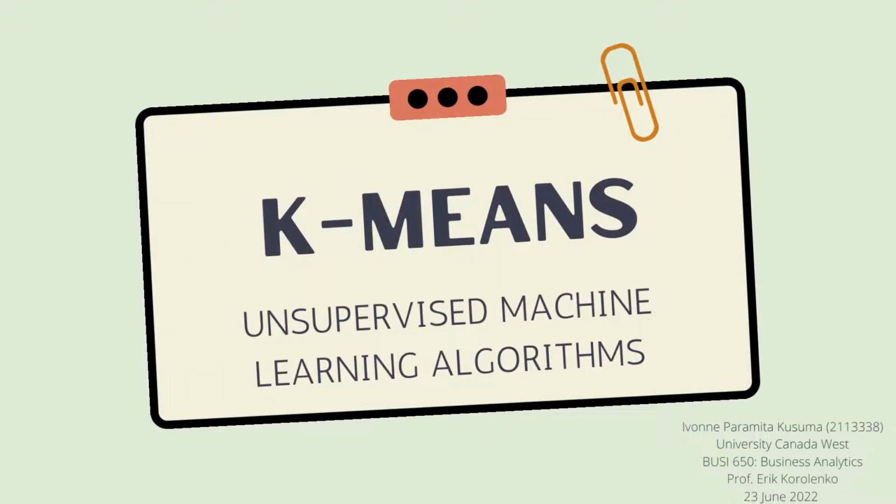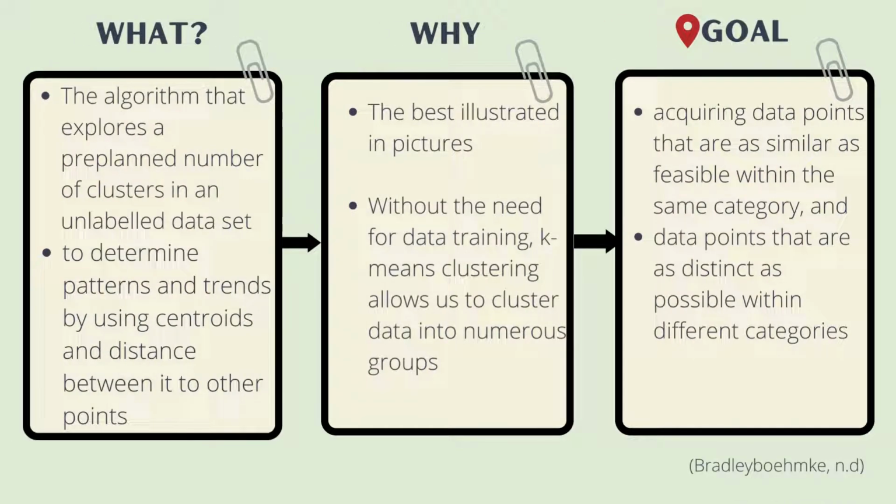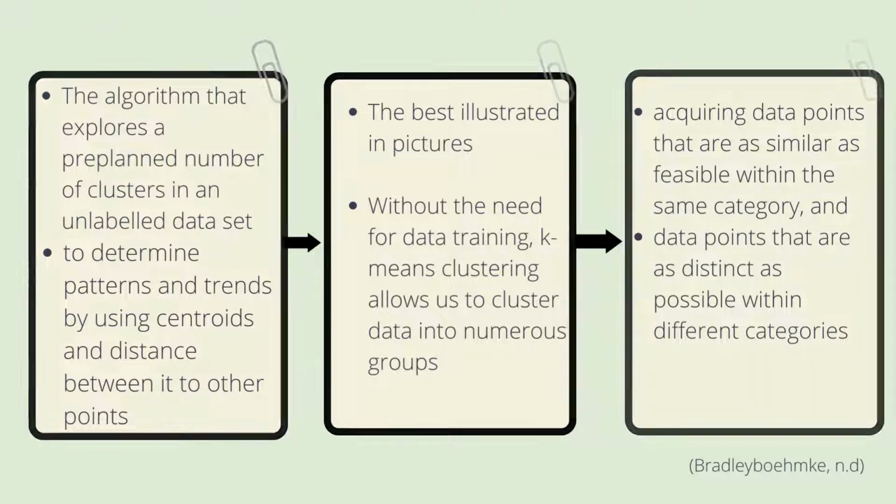This presentation is about unlabeled datasets, which is known as an unsupervised machine learning algorithm, and K-means is the most popular method. Clustering is a technique for determining trends and patterns in an unlabeled dataset by employing a centroid and the distance between it and the other points, without data training required.